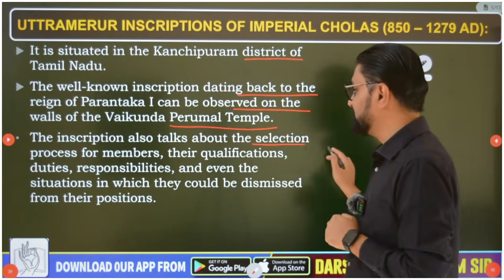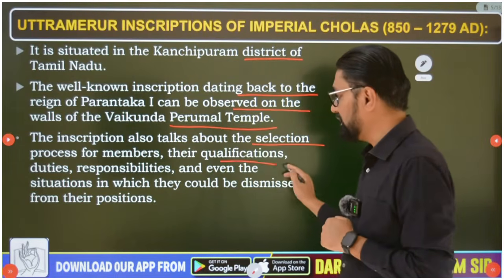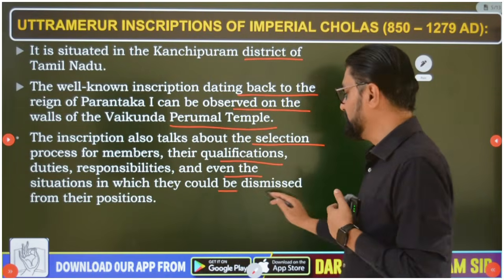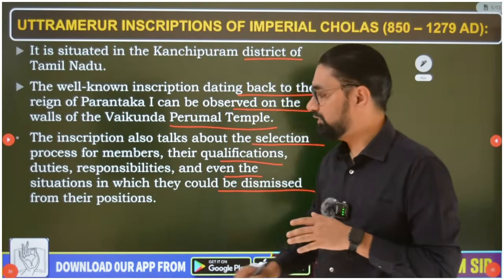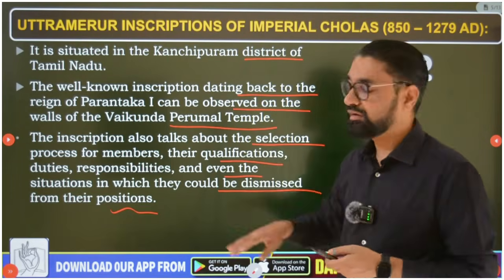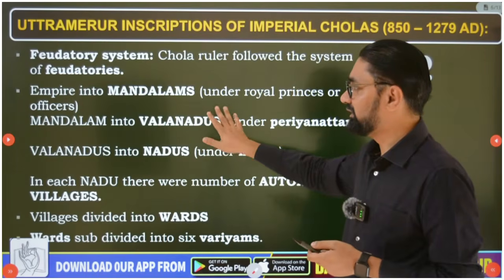The inscription also talks about the selection process of members, their qualifications, their duties and responsibilities, and even the situations in which they could be impeached or dismissed from their positions. So all this structure has been explained in the Uttaramerur inscriptions.